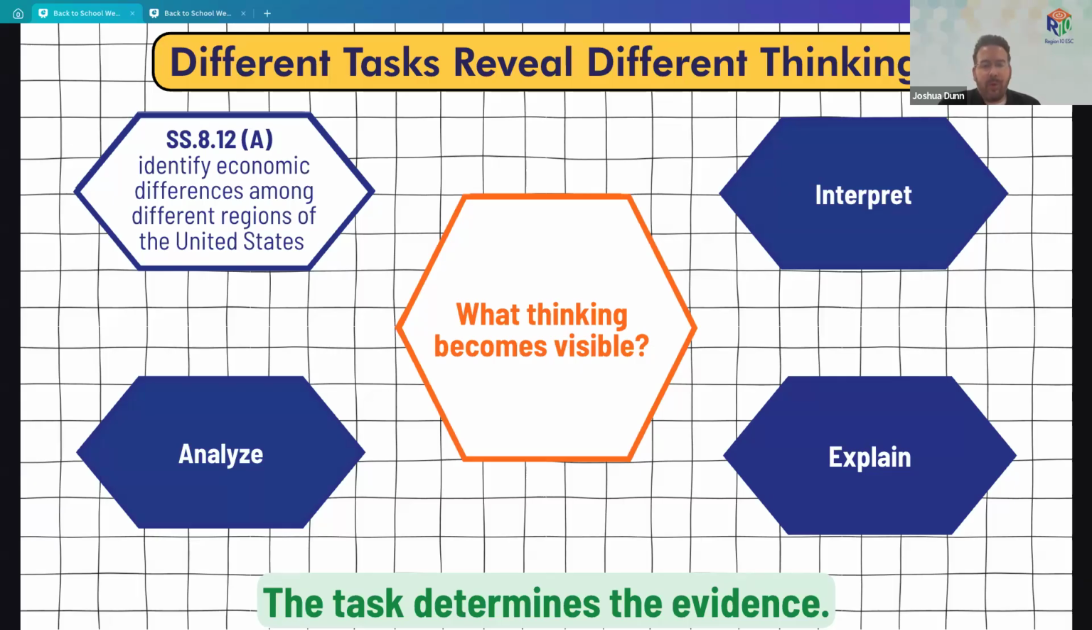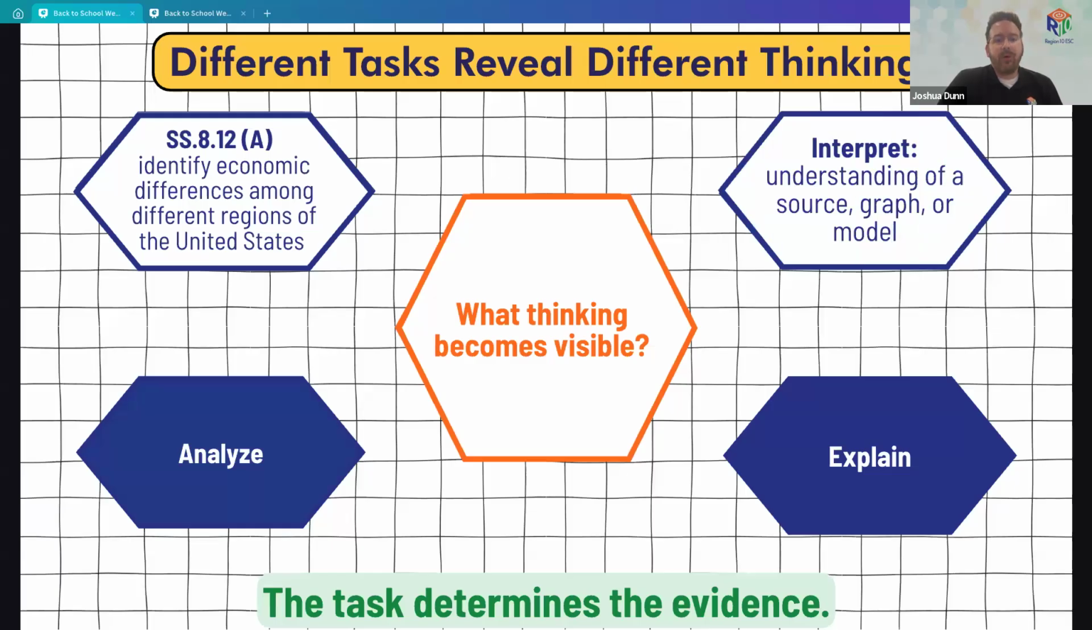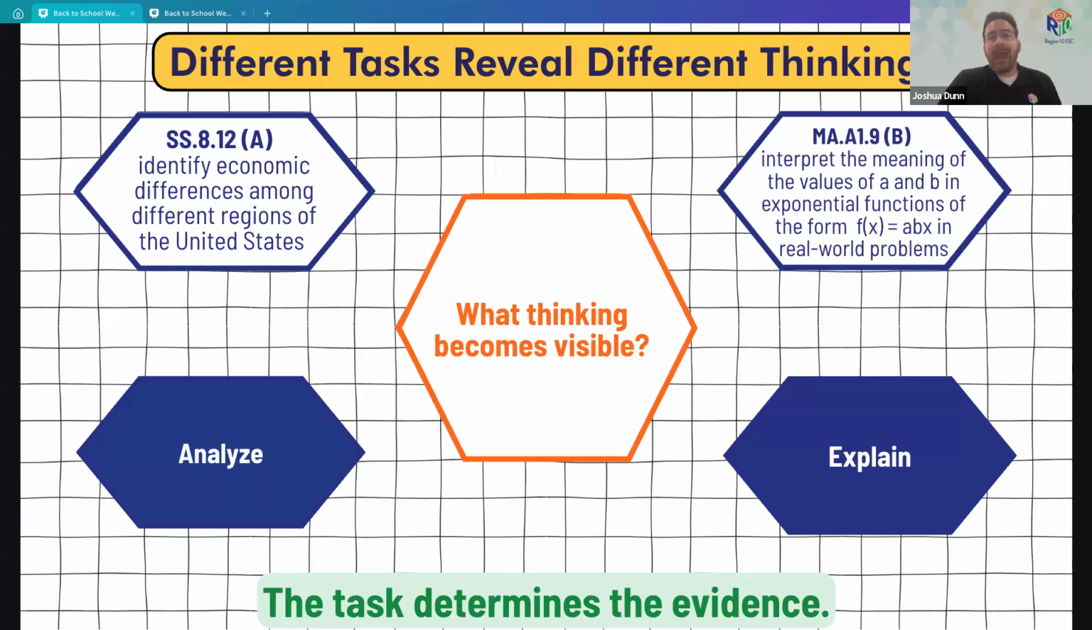The evidence tells us whether students can distinguish those regional economic characteristics. It does not necessarily tell us whether yet they can explain how those differences developed or analyze their effects. So moving to the next one, if we look at interpret, we know that interpret is the understanding of a source, graph, or model. So if I pull up a math Algebra 1 standard: interpret the meaning of values of a and b in exponential functions of the form f(x) = ab^x, in real-world problems.